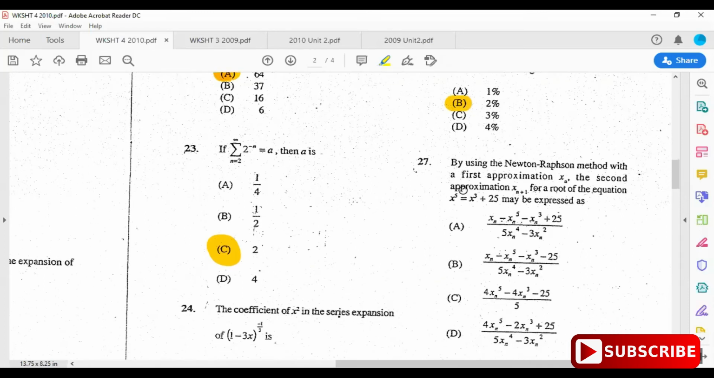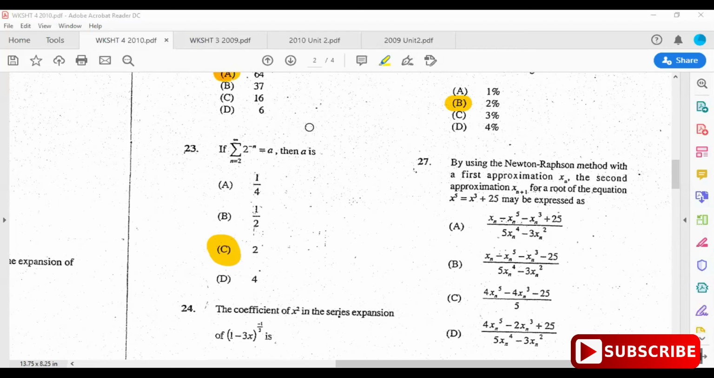Now, question 27 is asking us to use the Newton-Raphson method to find an approximation, and we're finding an approximation of the root. I'm not going to call it xn plus 1 or xn, that's a lot of subscript to be writing out. So I'm going to call it alpha.